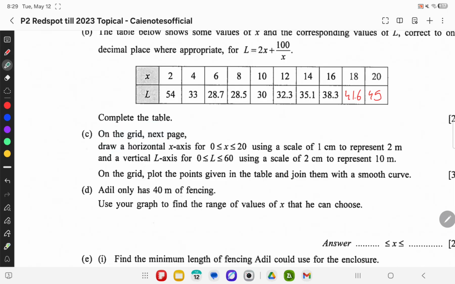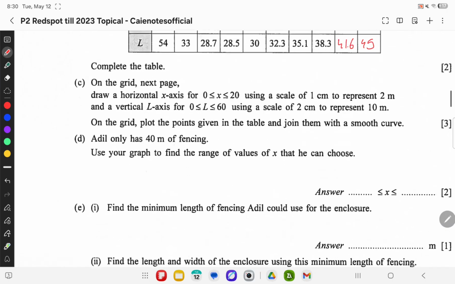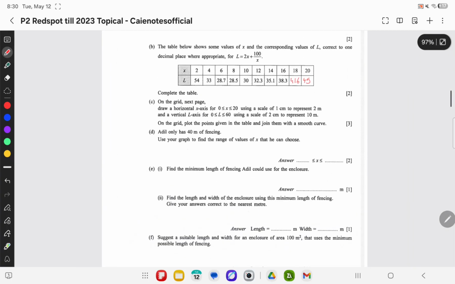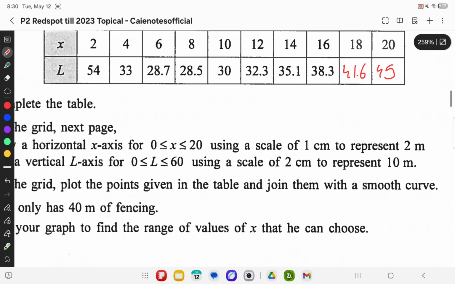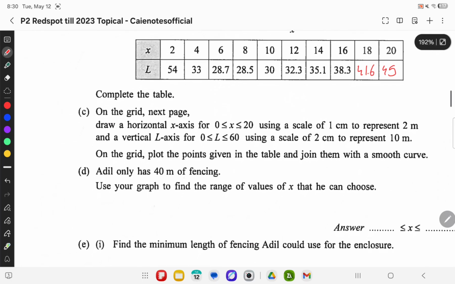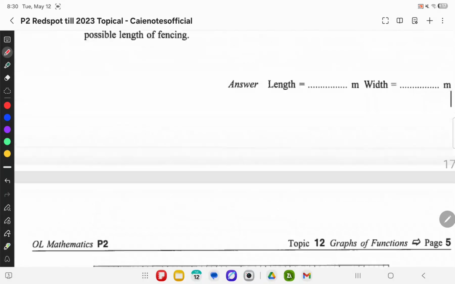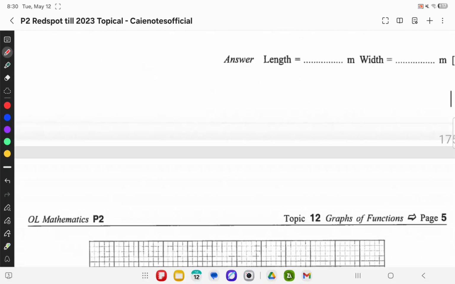Draw a horizontal x-axis for 0 to 20 using a scale of 1 cm to represent 2 meters and a vertical axis for 0 to 60 using a scale of 2 centimeters to represent 10 meters. Now, what is this mumbo jumbo that we just read? The x is the horizontal. What is horizontal? Horizontal is this way, and vertical is this way. So horizontal, we use x from 0 to 20 by 1 centimeter being 2 meters.